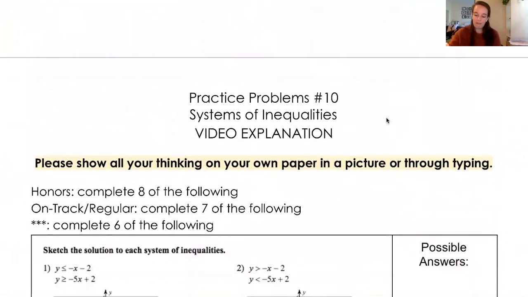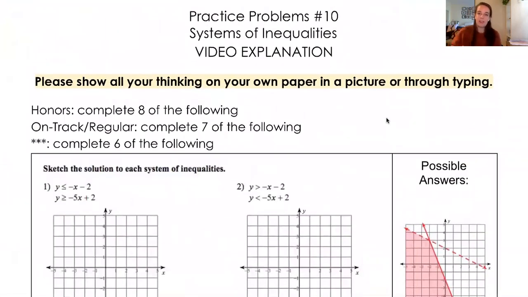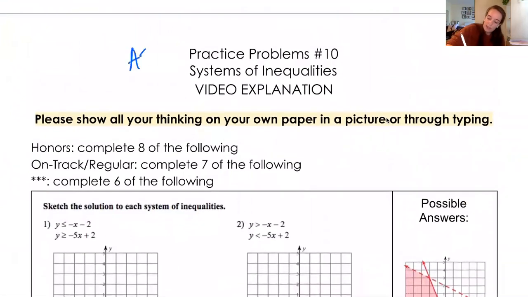Cool. Number 10. This is for Algebra 2 Accelerated. This is not your number 10. So Algebra 2 only, this is number 10. We're doing systems of inequalities. I know, challenging. We're going to make this happen.